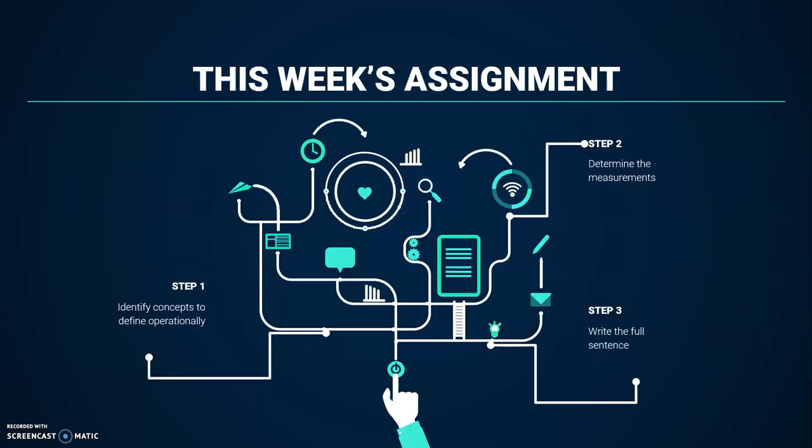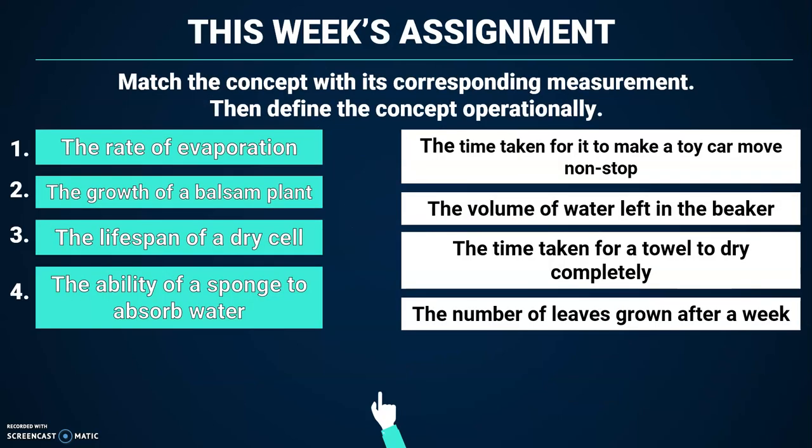Alright, now it's time for this week's assignment. To go through this assignment, you need to follow these steps. Okay, there are working steps for you to know how to go about it. The first step is you need to identify the concepts. Okay, identify the concepts, and then you determine the measurements, and then write the full sentence. Okay, this is this week's assignment. I need you to write it in your book, or you can do it digitally using Word or Google Sheet.